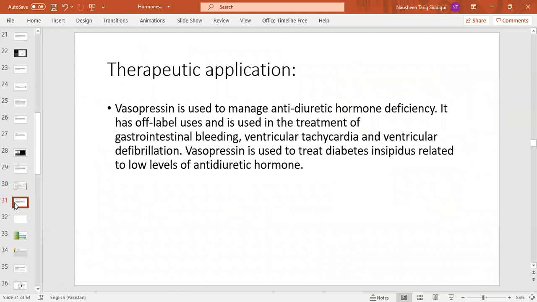Vasopressin is used to manage antidiuretic hormone deficiency. It has off-label uses and is used in the treatment of gastrointestinal bleeding, ventricular tachycardia, and ventricular defibrillation. Vasopressin is used to treat diabetes insipidus related to low levels of antidiuretic hormone.